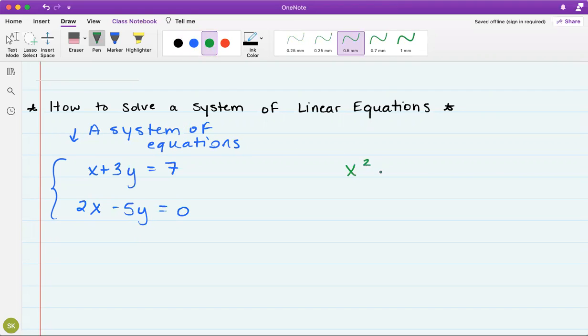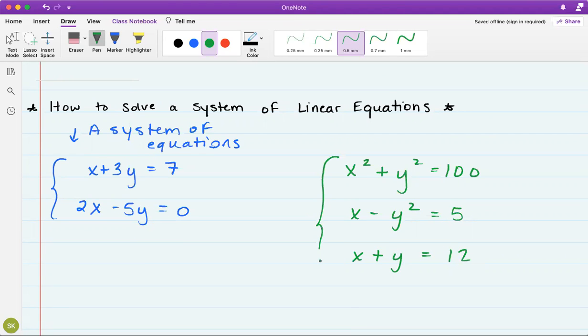Let me give you another example. Let's say we have x squared plus y squared is equal to 100. x minus y squared is 5. And let's say x plus y is 12. Here I have a system of equations.